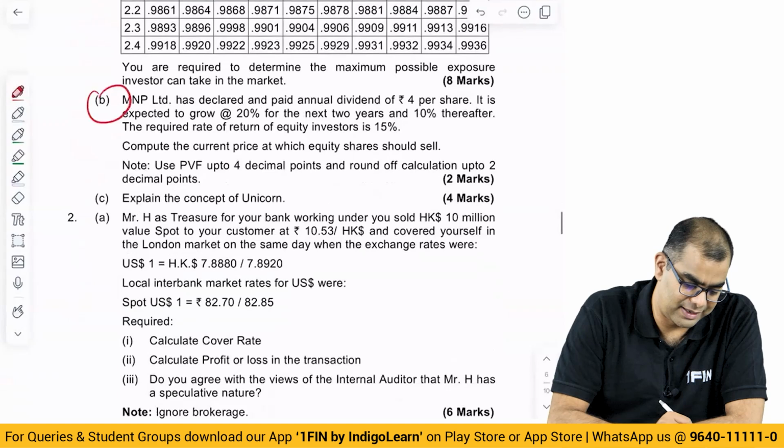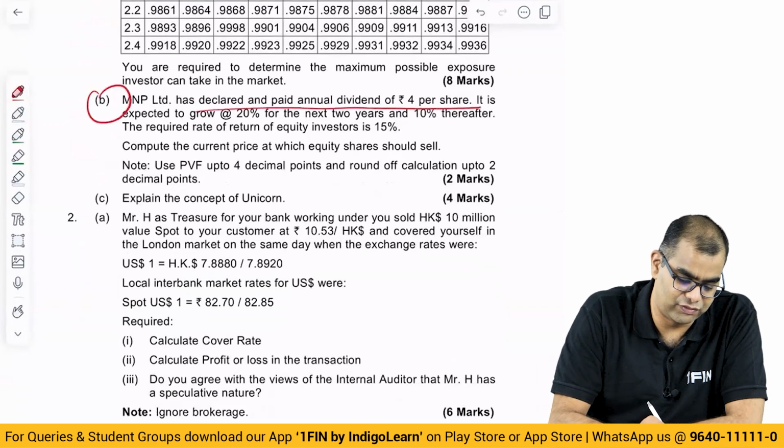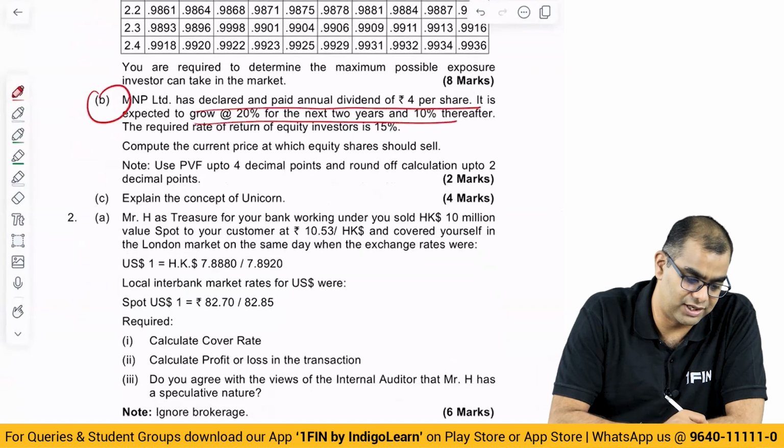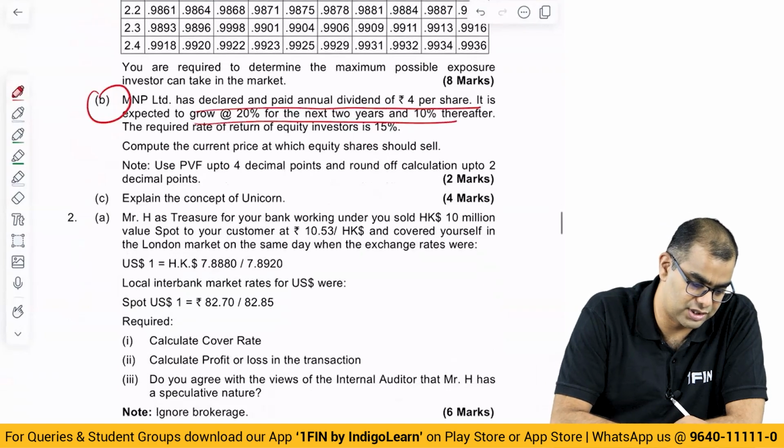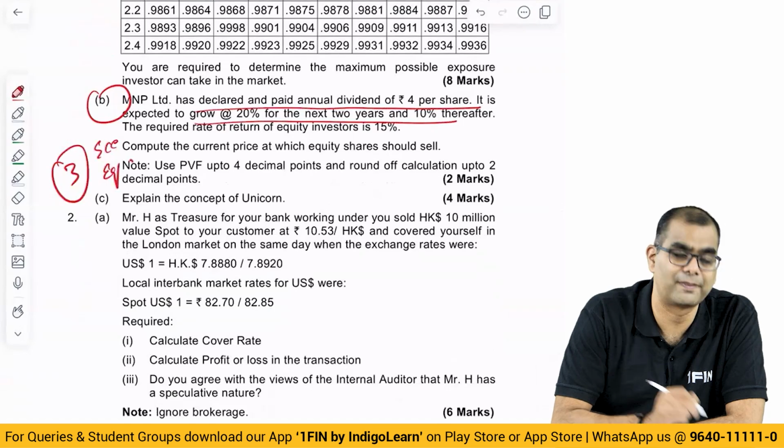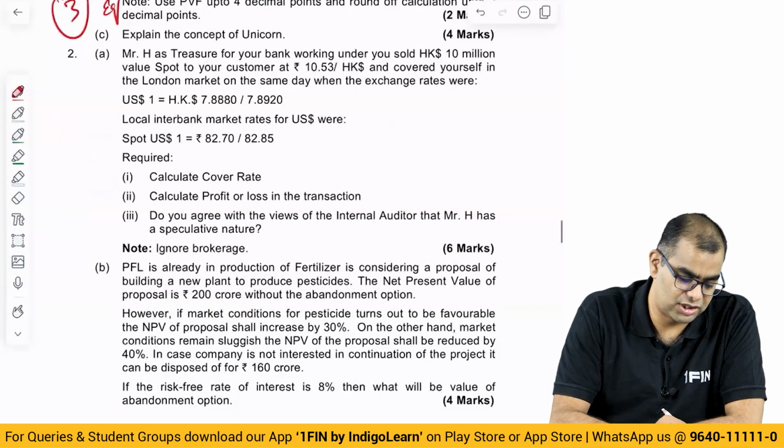Then this MNP has declared and paid an annual dividend of 4, and it is expected to grow at 20%. This is the security valuation chapter. Security valuation equities, the illustration is number 3. Security valuation equities.